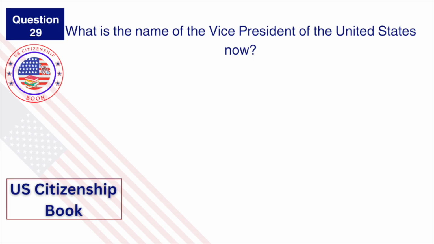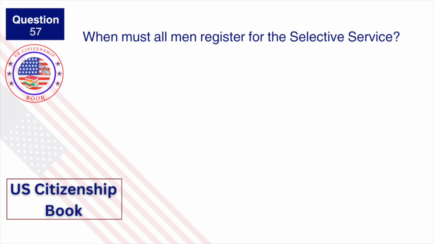What is the name of the Vice President of the United States now? J.D. Vance. When must all men register for the Selective Service? At age 18.